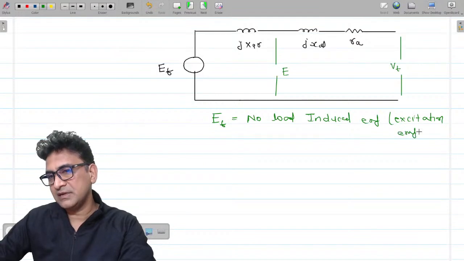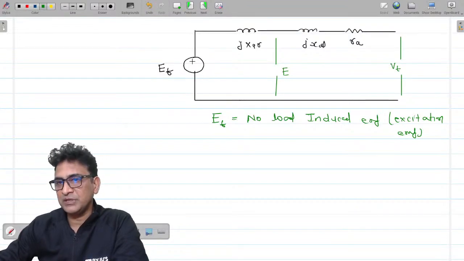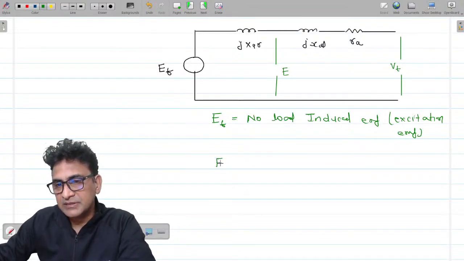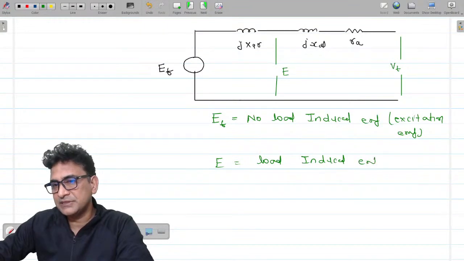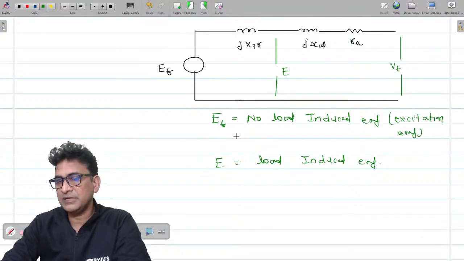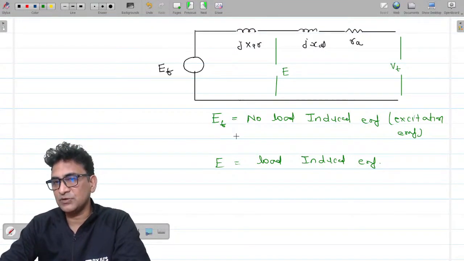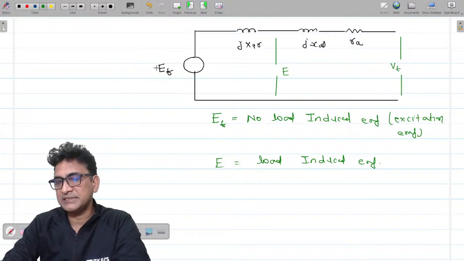When no load is connected to the alternator, then the EMF that would be induced is equivalent to Ef. But this E is called the load induced EMF. When you connect the load to the alternator, at that time the EMF that is induced is the load induced EMF. Because when the load is connected, the current will flow in the armature winding, and when the current is flowing in the armature winding, the effect of armature reaction also takes place. So this is the induced EMF when you are considering the armature reaction. Ef is the induced EMF when the armature reaction is not there.